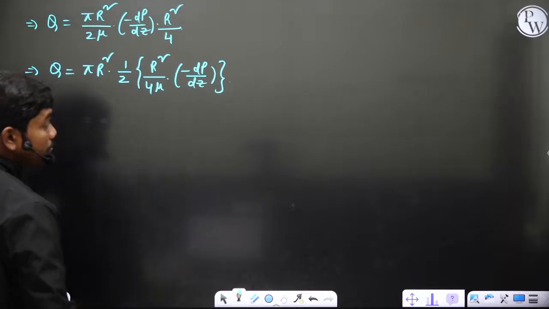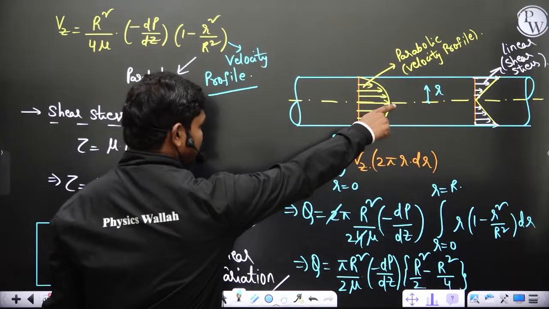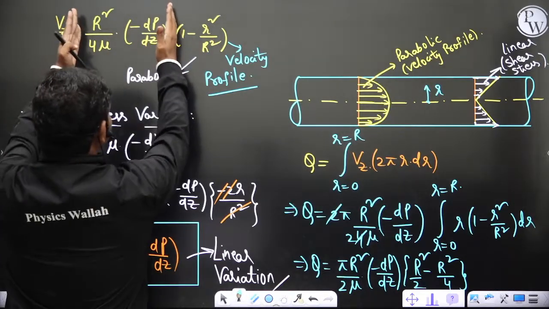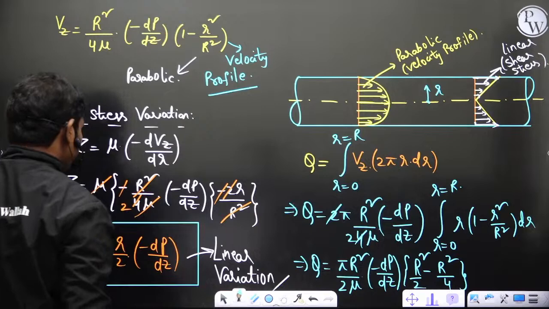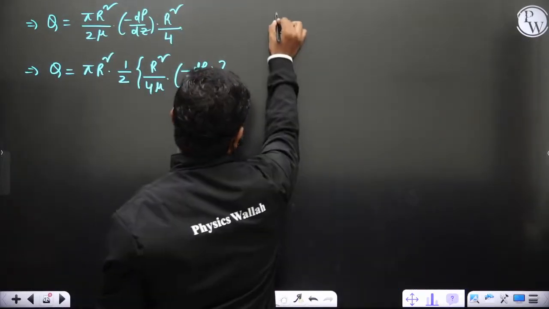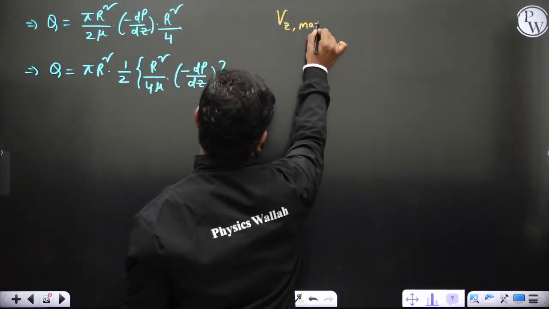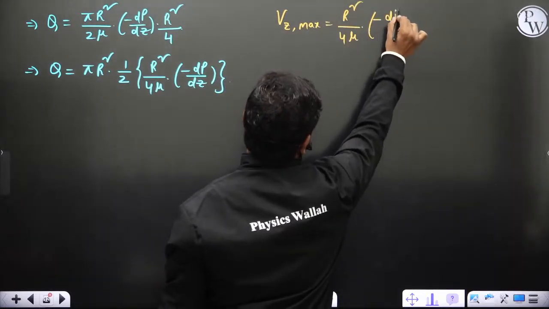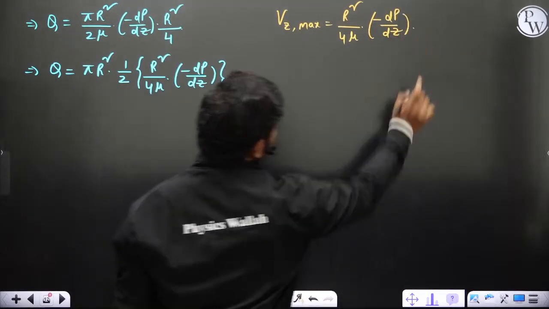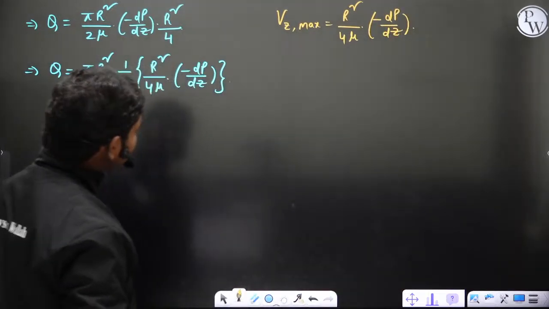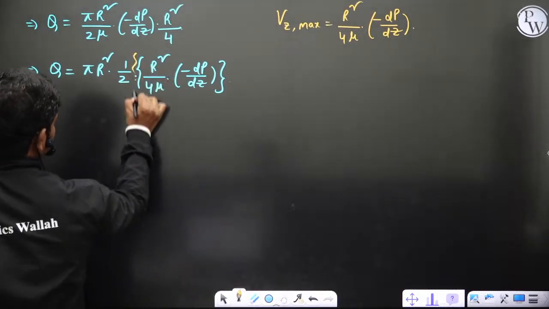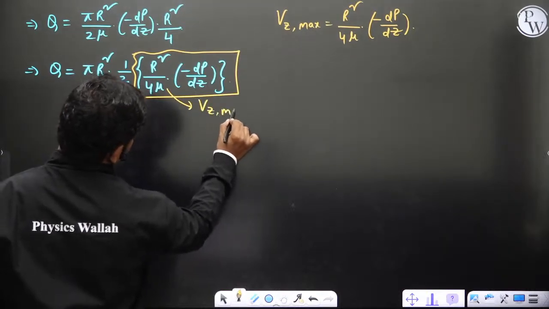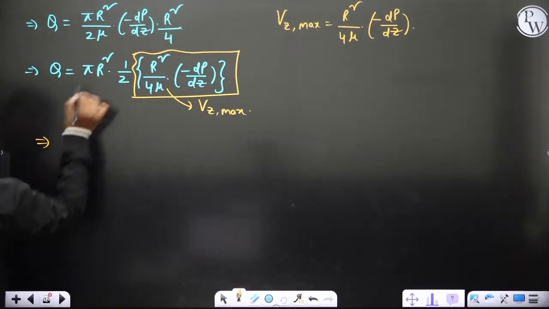Now you can understand one thing. Clearly at this profile, velocity is maximum at r is equal to 0, center line. In this, if you put r is equal to 0, the maximum velocity is nothing but this term. Correct? So capital R square by 4 mu into minus dp by dz. So Vz max is R square by 4 mu into minus dp by dz is what you have. Clear? Now this term which is here is nothing but Vz max.